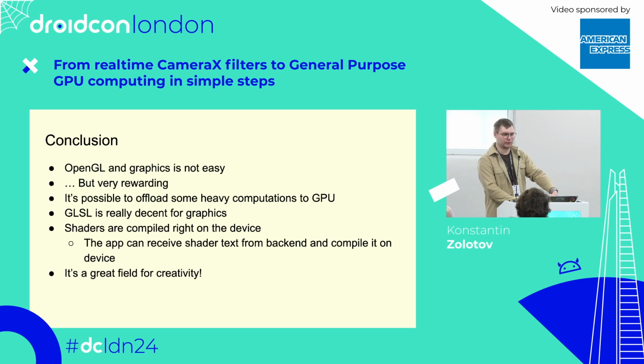Yes, there is one thing I haven't mentioned before. Shaders are compiled right on the device, which gives you a lot of flexibility. Basically, a shader is just a string of text, and OpenGL has a built-in compiler that compiles the shader. So you can just push updates from the backend, and your application can have variability of shaders without any updates. I'm not sure where Google Play stands on that topic because Google Play doesn't allow code side loading, so do not risk it, but technically it is possible. And it's a great field for creativity.